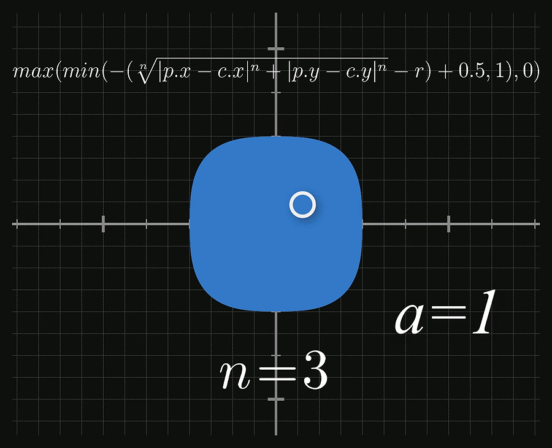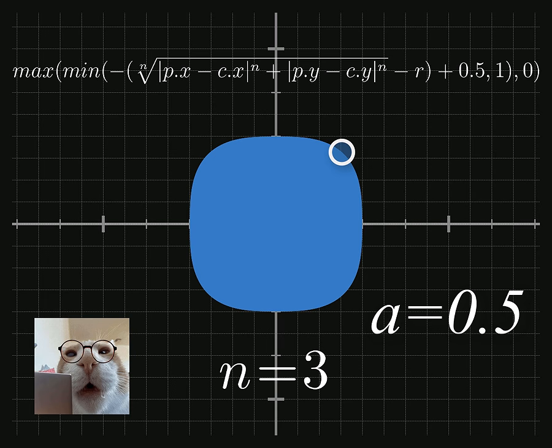It equals 1 when the pixel is fully inside the squircle, 0 when the pixel is fully outside, and fades between the 2 values near the edge. And this value is always accurate no matter what value I set the exponent to.